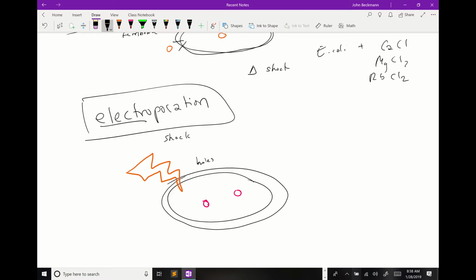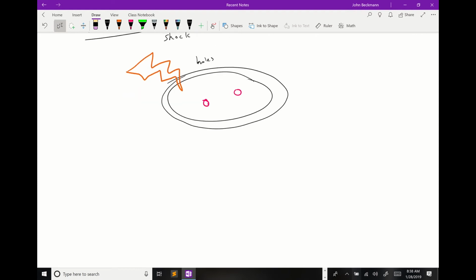Does that make sense? Now there's actually another way that we'll talk about more later, gene gun. What's the gene gun? It's a gun that shoots genes. Yes, it literally is. It shoots little beads with DNA bound to them.